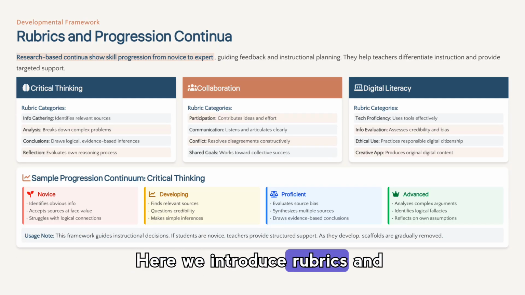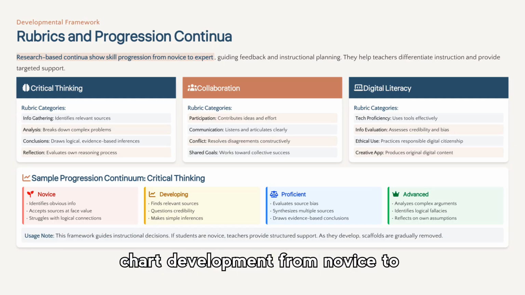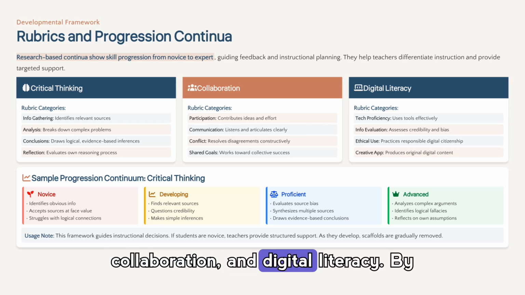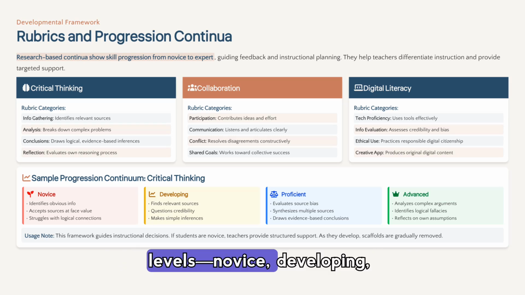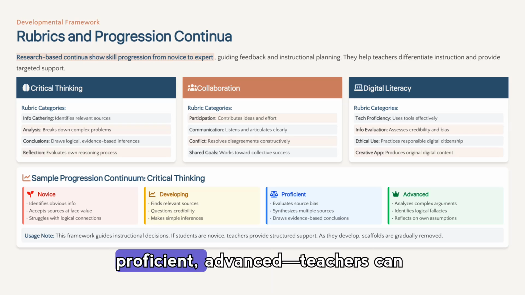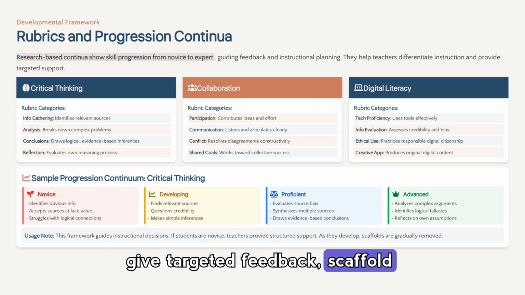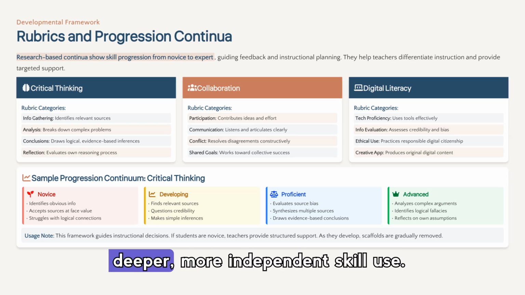Here we introduce rubrics and progression continua as tools to chart development from novice to expert across critical thinking, collaboration, and digital literacy. By defining observable categories and levels: novice, developing, proficient, advanced, teachers can give targeted feedback, scaffold instruction, and gradually remove supports as students demonstrate deeper, more independent skill use.